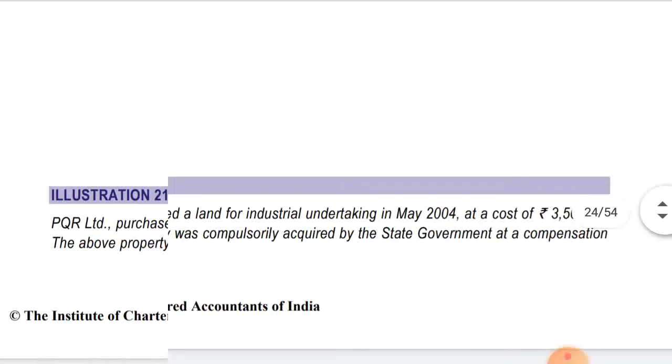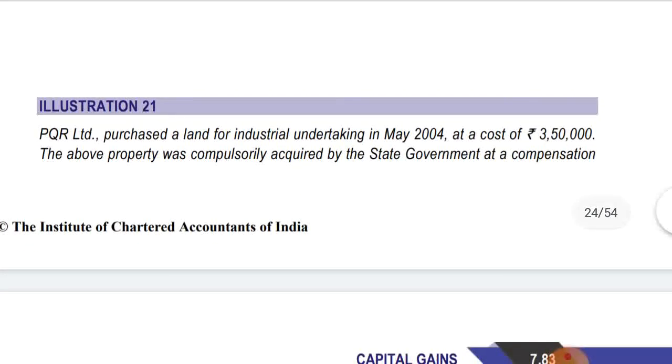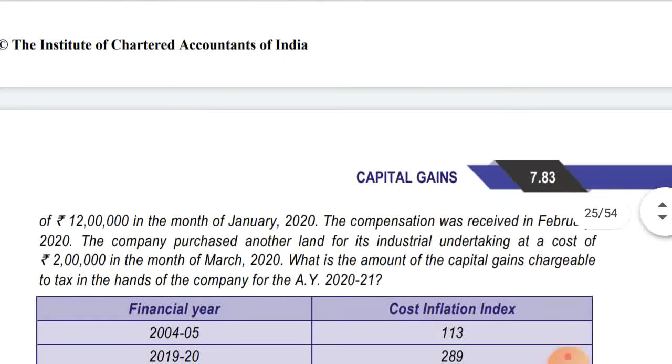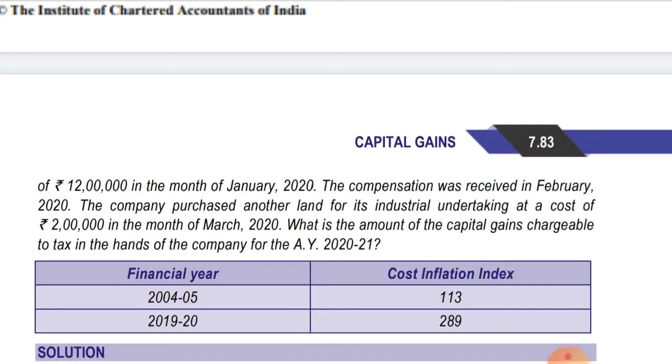Illustration number 21. PQR Limited purchased a land for industrial undertaking in May 2004 at a cost of 3,50,000. The above property was compulsorily acquired by the state government at a compensation of rupees 12 lakh in the month of January 2020. The compensation was received in February 2020. The company purchased another land for its industrial undertaking at a cost of 2 lakhs in the month of March. What is the amount of capital gain chargeable to tax in the hands of the company for the assessment year 2021?